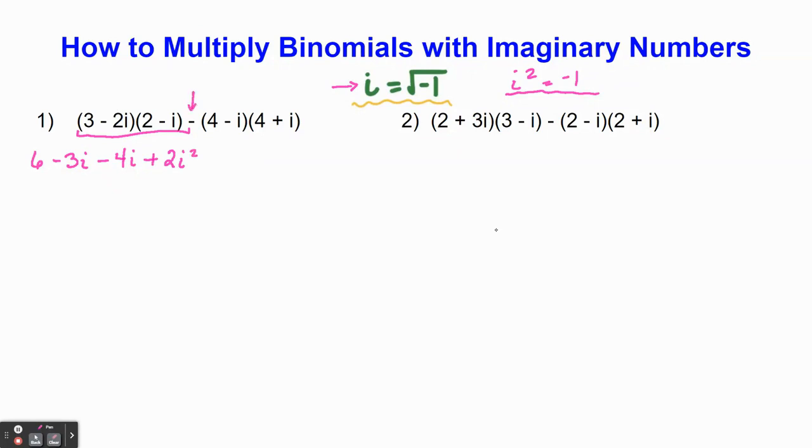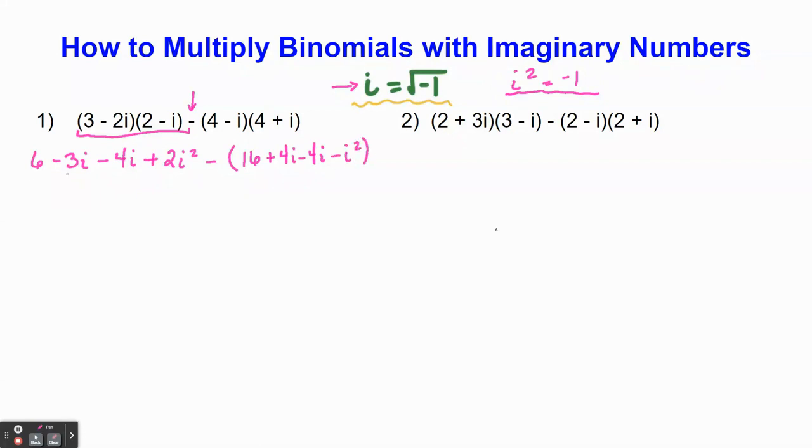Now, I do see this minus here, and I'm going to reserve it for a little bit. I'm going to go ahead and do the multiplication, then I'll distribute the minus. So 4 times 4 gives me 16. 4 times i gives me 4i. -i times 4 is -4i. And then -i times +i gives me -i².